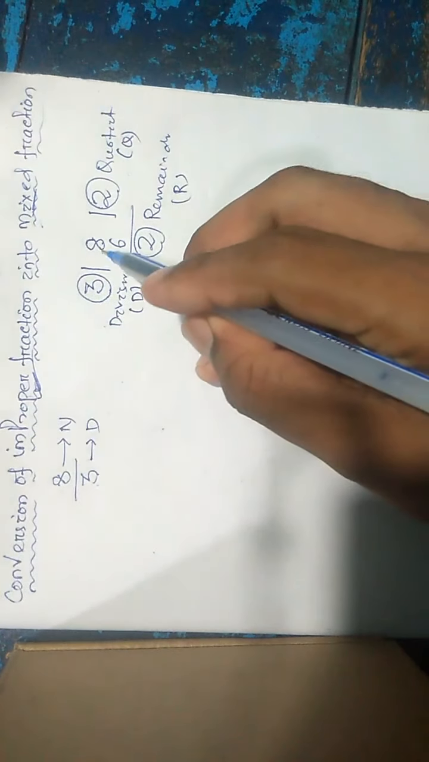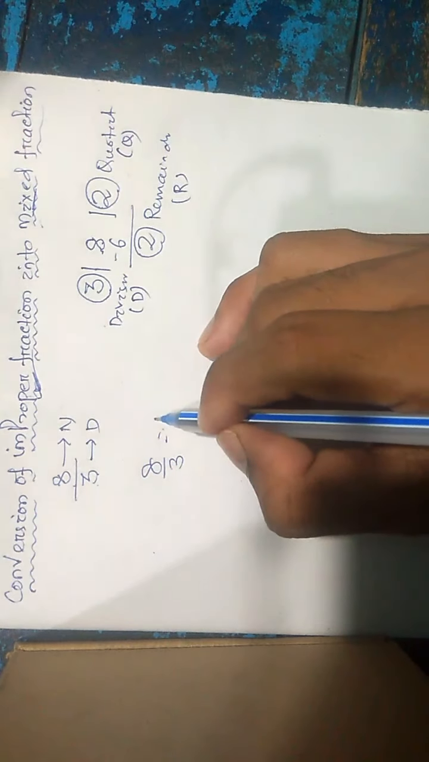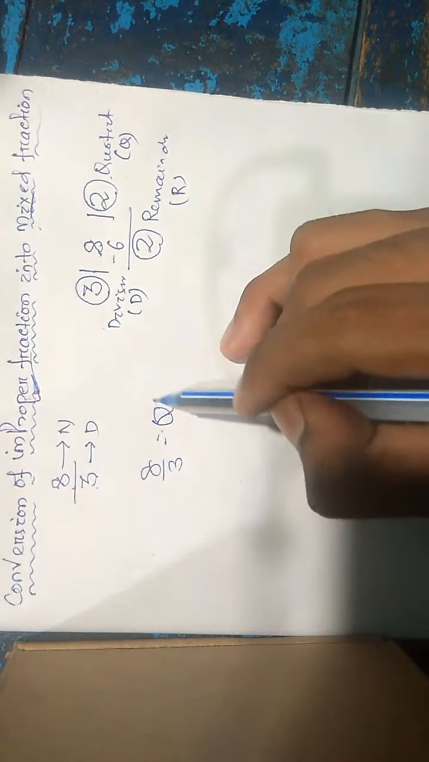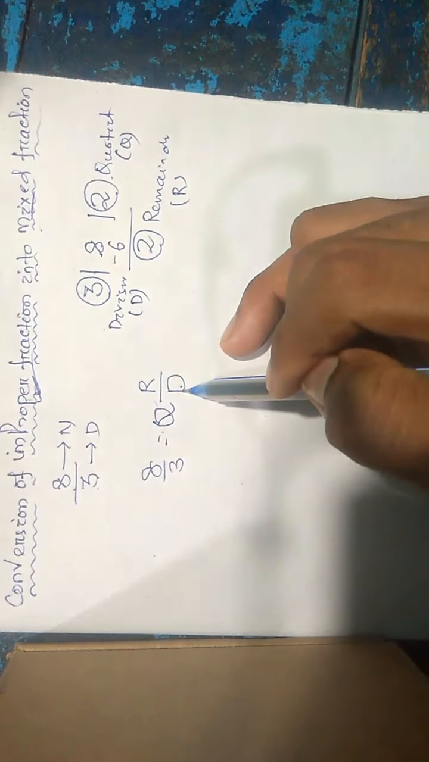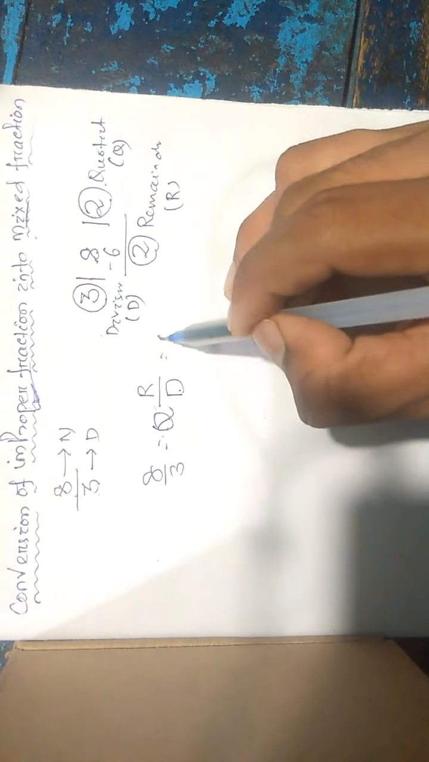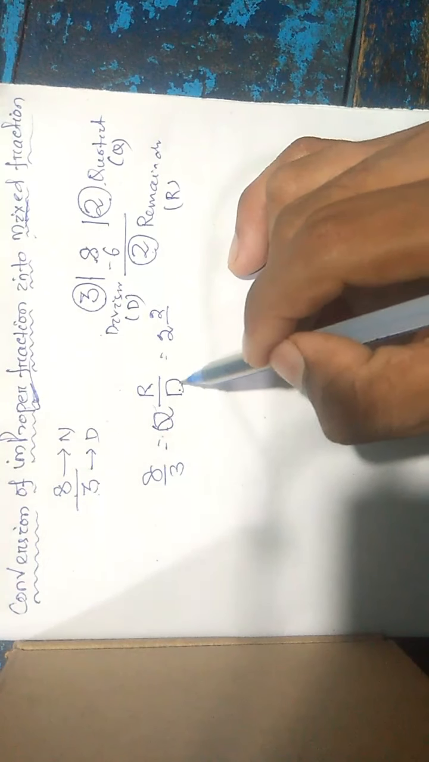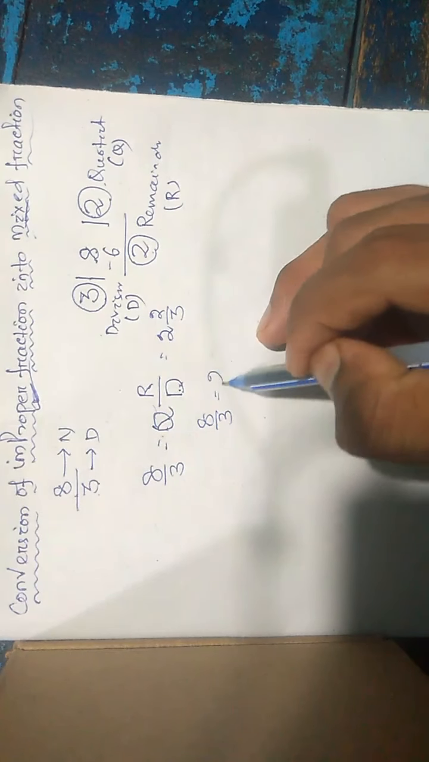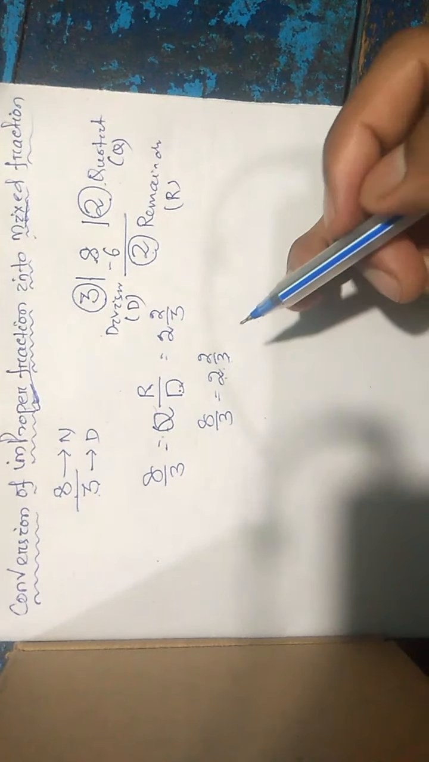So this improper fraction 8 by 3 can be converted into a mixed fraction by simply using this rule. First you write Q for the quotient, then R for the remainder, and in the denominator part you write D for the divisor. Here Q is 2, R is 2, and the divisor is 3. Hence 8 by 3 is equal to 2 whole 2 by 3. It is read as 2 whole 2 by 3.